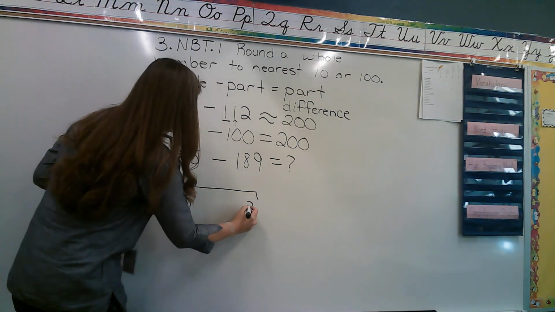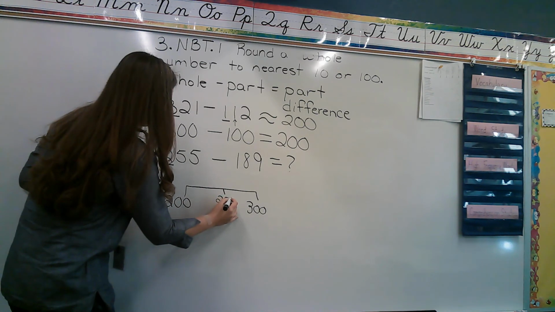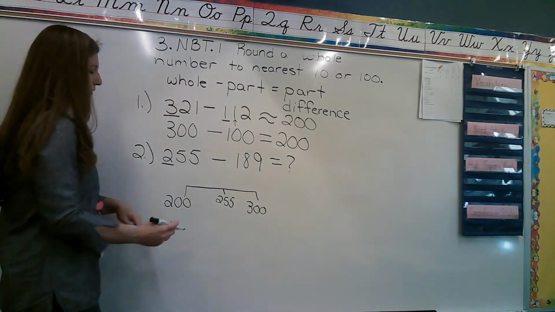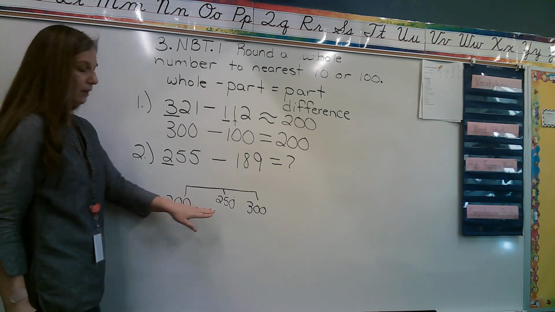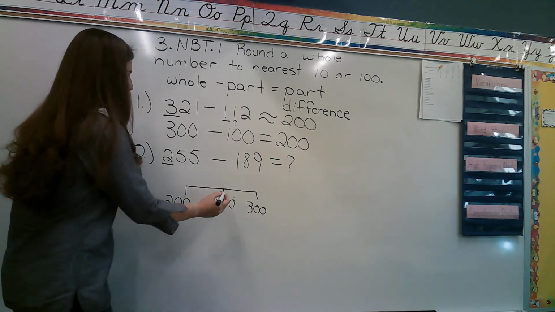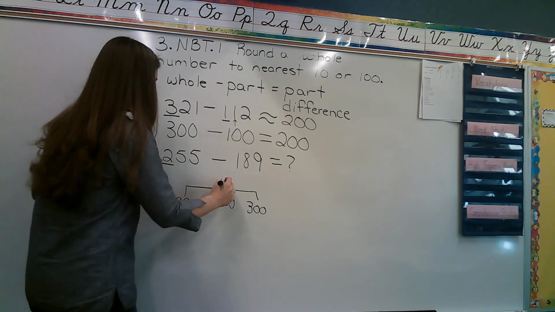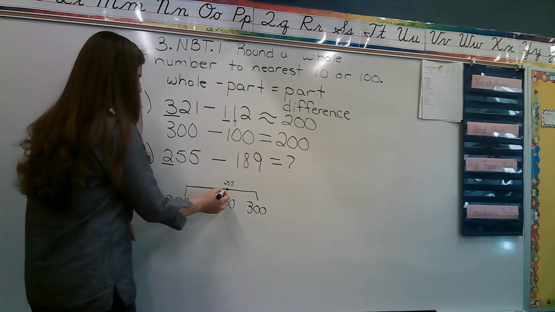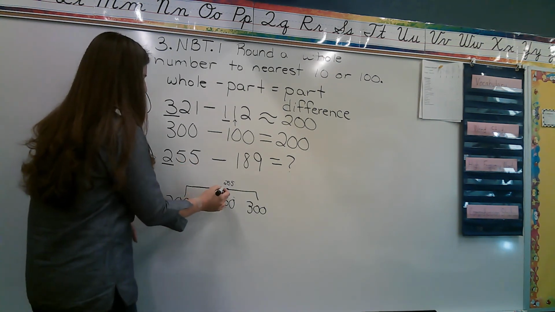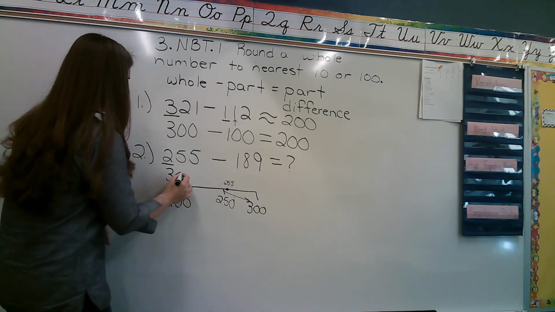So I'm going to, again, use my hundreds place, and I know that this is going to be between 200 and 300. I have 255, with 250 as my middle point between my hundreds here. 255 is just going to be a little bit past 250. 255 is going to be right about there. And so since it's past the 50, even though it's only past it by a little bit, it's still going to round to 300.